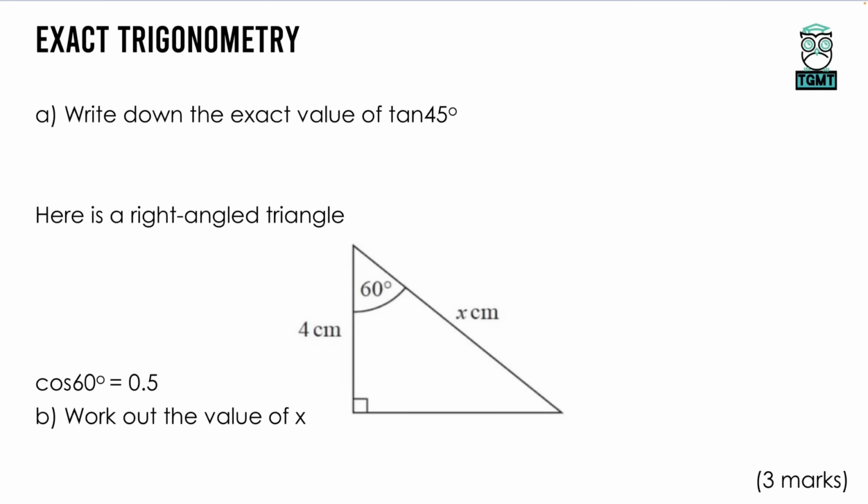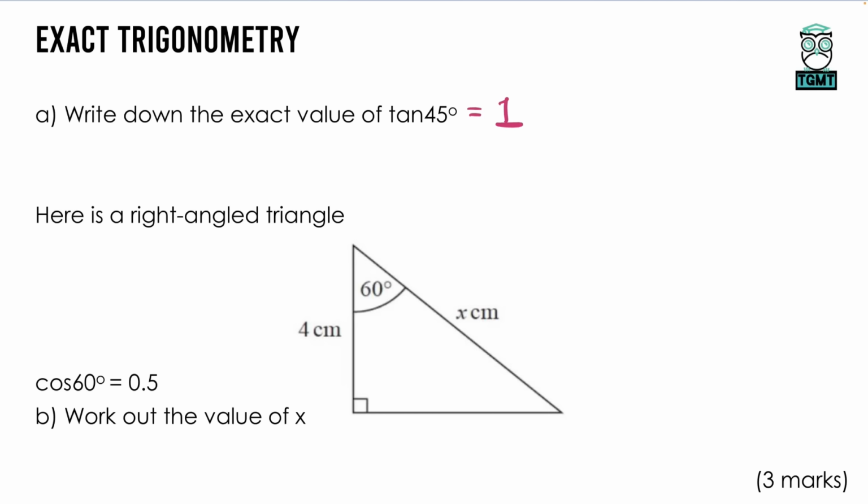Now there are lots of values that you need to know for exact trigonometry. This particular one here is tan 45. Tan 45 is a relatively nice one. The answer to that is just 1. But there are lots of values that you need to know. You need to know sin 30, sin 45 and sin 60. You also need to know the same for cos and for tan.